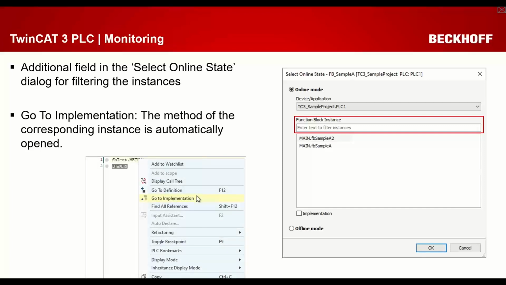Then, if you're using methods a lot, this is going to be very important for you. You can directly jump online into the correct FB instance to have the method online and continue to debug it. And this is now possible via a separate command, which is added to the context menu.